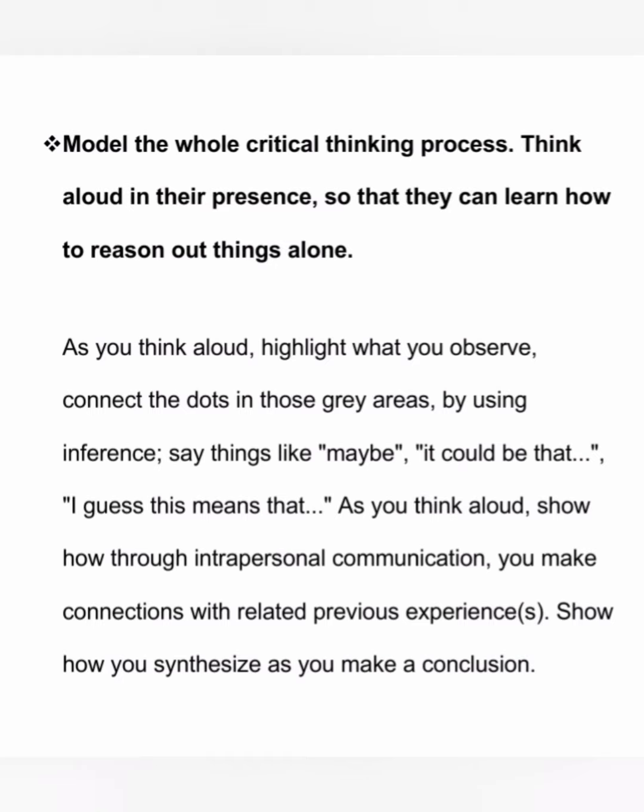For example, you can show the child, by thinking aloud of course, how it is that you are unclear or unsure about a thing, or how it is that you're trying to come up with a solution to something. Then, you can practice those signal words for inference. You can say things like maybe, it could be that, I guess this means that.